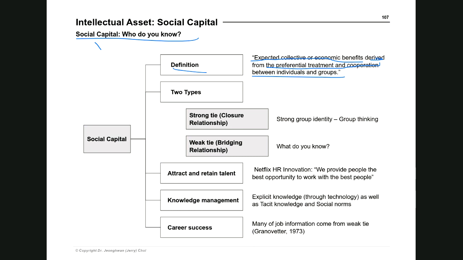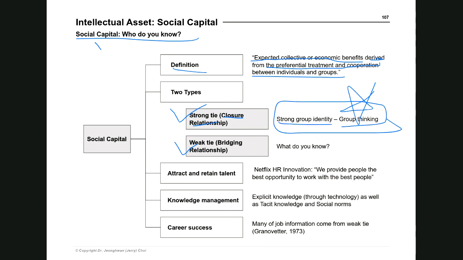However, according to the research, there are two different types of social capital. Okay, a long story. That's really challenging to understand. Whatever. There are two different types of social capital. One is a strong tie, and the other is a weak tie. A strong tie is a closer relationship, like a kinship relationship, like your father, mother, or family, or a friend. We usually have very strong connections, strong ties, with those kinship relationships, like father, family, mother, very nice friends, or close professors, whatever. So a strong tie has strong group identity and group thinking. Good.